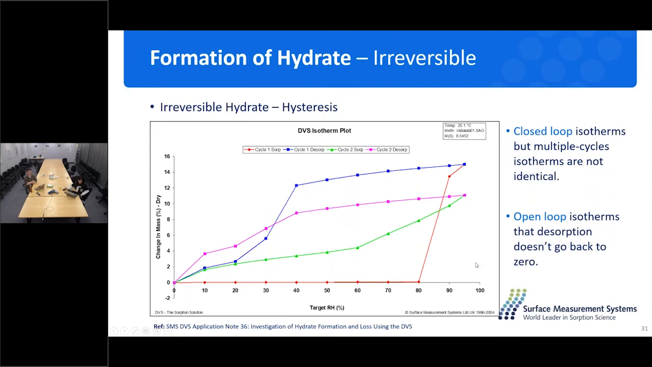And here is the case of an irreversible hydrate formation, also for 2 different cycles. Now you can see the blue and the red line for the first cycle and the pink and the green line for the second cycle are not overlapping. It's 2 different cycles of water sorption behavior for this material. So basically it means that during the desorption of the first cycle, the sample changed structure chemically, giving a different sorption behavior on the second cycle. So this means it's an irreversible hydrate formation for this kind of material.